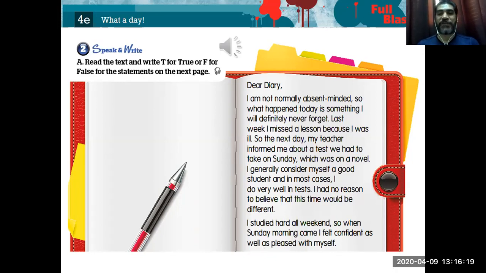As well as means and also, in addition to. They are all the same. Again, as well as, in addition to, and also, besides, not beside, besides. They are all the same. They give the same meaning. As well as, I can omit it and say, I felt confident and pleased. I felt confident in addition to being pleased with myself. I felt confident, also pleased with myself.